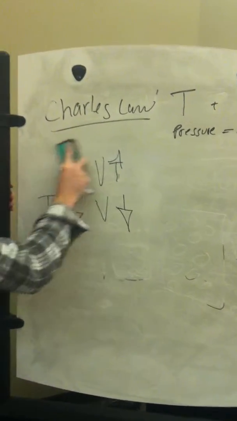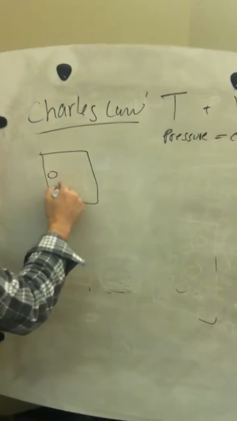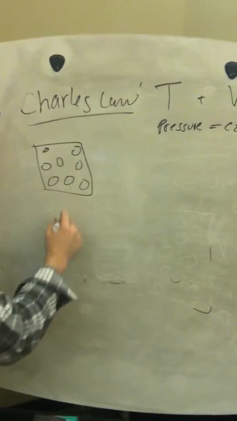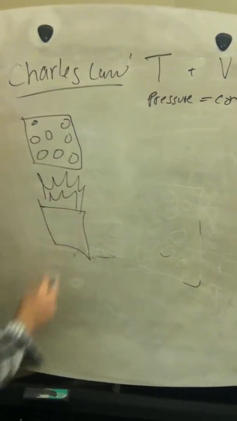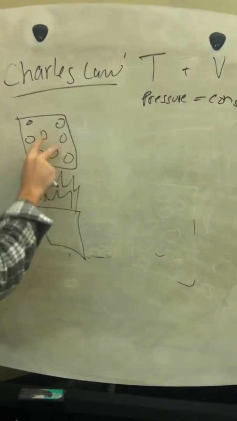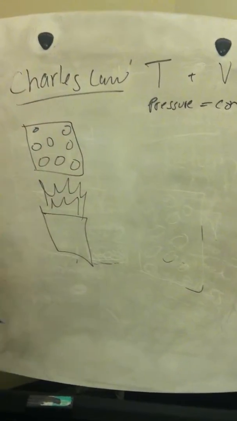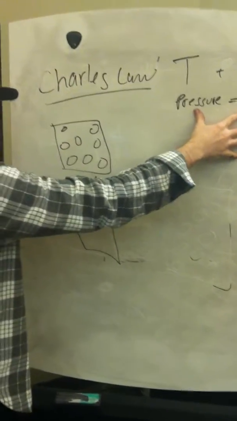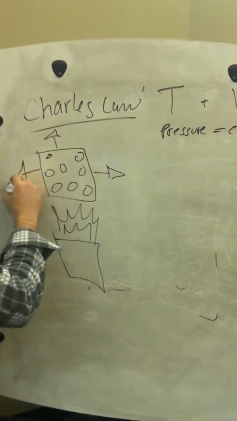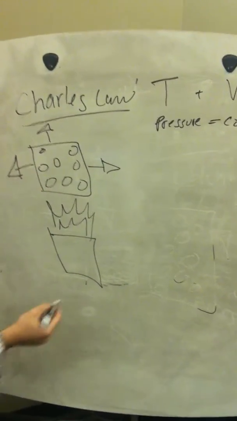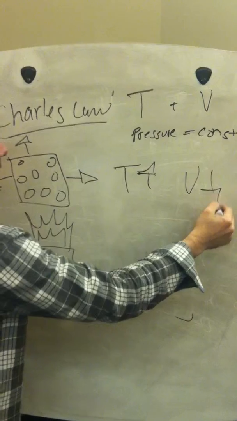Let me show an example of that. If you had gas in a container, here's the molecules again, and you put it under a flame, these molecules will start moving around a lot faster and a lot harder, and will be pushing against the sides harder. So, if the pressure is going to stay constant, this container is going to have to move out. It's going to push out. And that basically proves that when temperature increases, the volume increases.